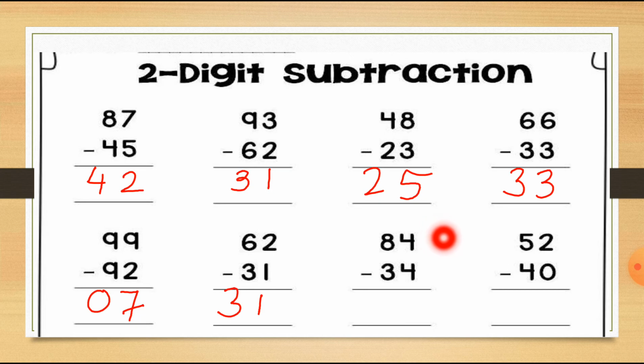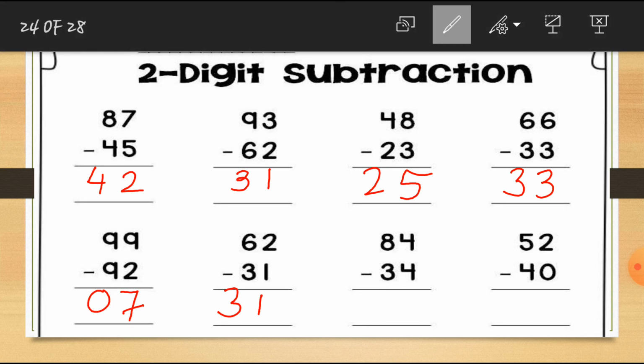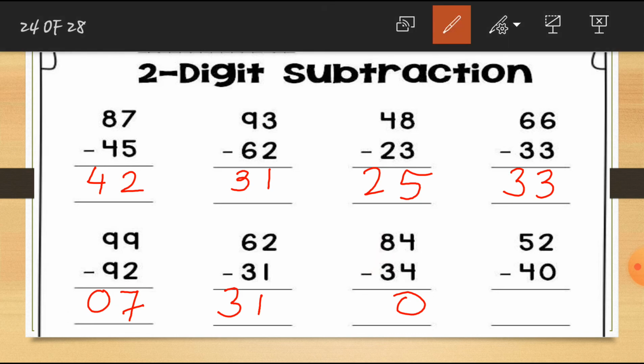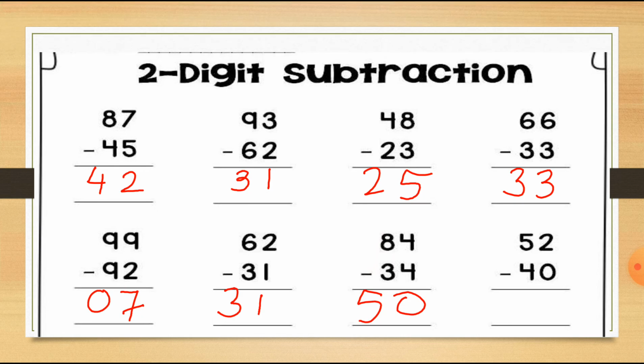Here let's take the ones column first. Here is 4 minus 4 is equal to 0. So I write a 0 here. And let's move to the tens column, which is 8 and 3. You can see here 8 and 3. We will take 3 from this 8. So how much do we have now? 8 minus 3 is equal to 5. So I write 5 here.